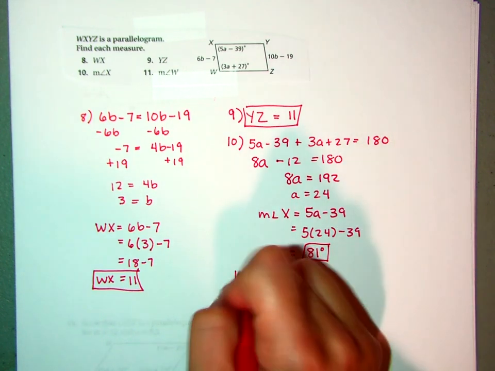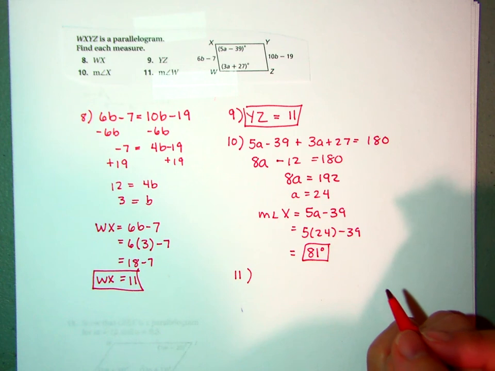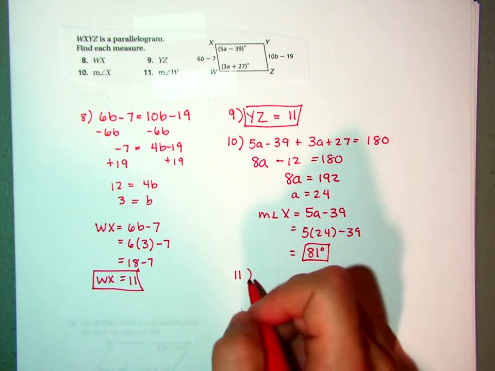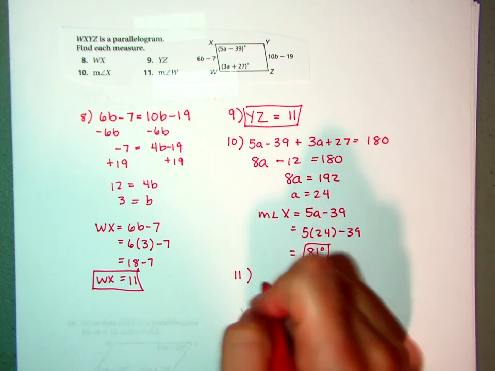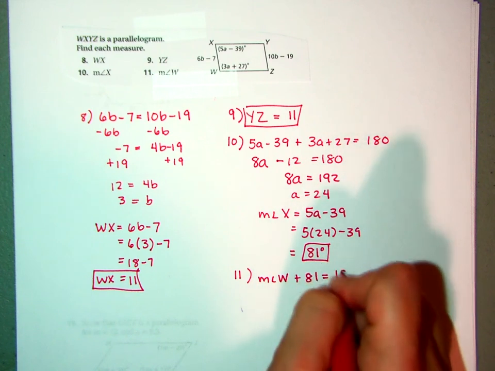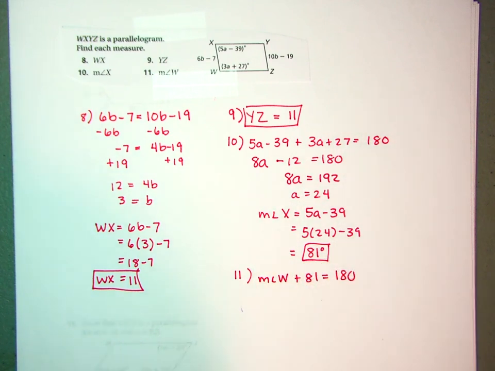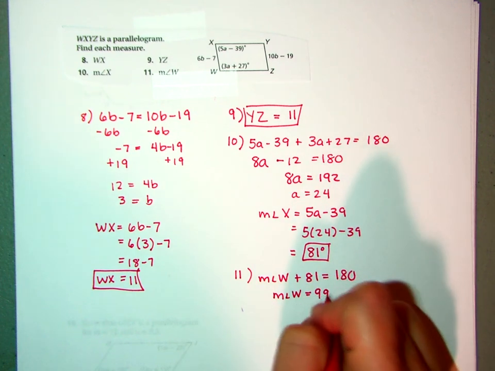All right, let's look at 11. 11 asks us to find the measure of angle W. Well, that's its consecutive angle. So since we just found that X was 81 degrees, whatever the measure of angle W is plus that 81 degrees, they're both going to be supplementary. So all we have to do is do 180 minus that 81, and we're going to find that the measure of angle W is equal to 99 degrees.